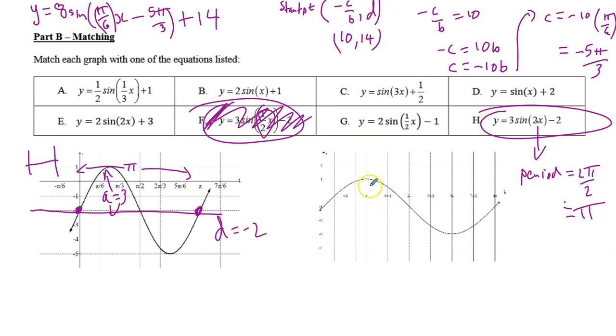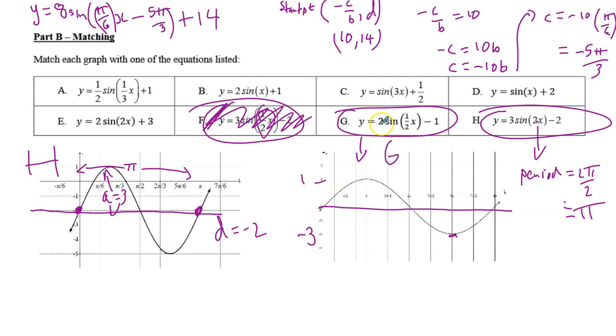All right, let's take a look at this guy. So it's a little hard to read, but it's got a maximum value of 1, and it's got a minimum value of, looks like negative 3. So halfway between, those are 4 units apart, right? So negative 1 is going to be the middle. So I've got a d value of negative 1. Well, there's only one thing with a d value of negative 1, and that's g.